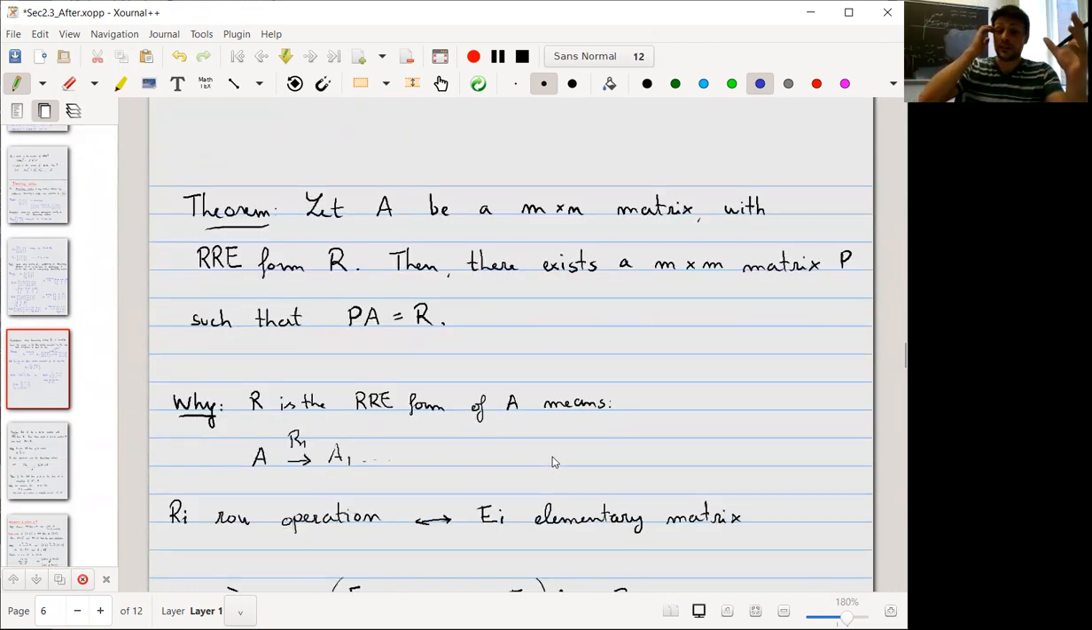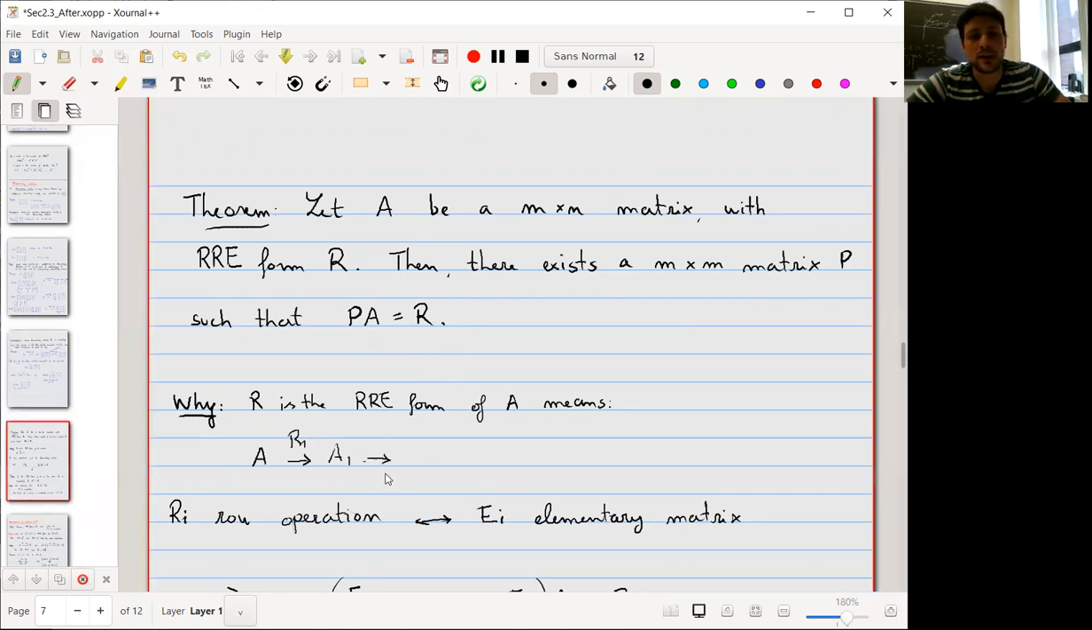Let's wrap up what we've seen in this example in the following theorem. If I give you a matrix A whose reduced row echelon form is R, then the theorem says that there exists an invertible matrix P such that I can get to the reduced echelon form by multiplying A by P on the left. How does that work? The reason why that's true is that I can get to the reduced row echelon form by applying row operations. I'll call them R1, R2, and so on.